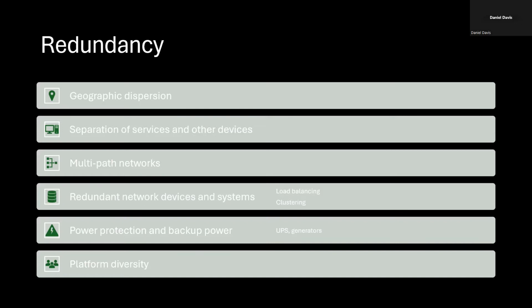A general rule of thumb is something like 90 miles apart to avoid common natural disasters. So again, general rule of thumb, not a hard rule, but generally upwards of 90 miles apart to maintain the security of our infrastructure. Separation of servers and other devices.